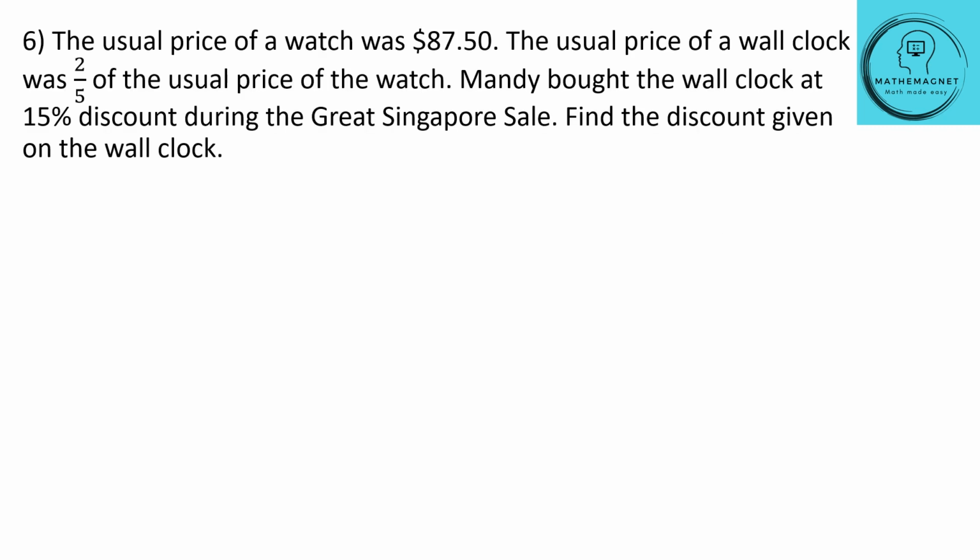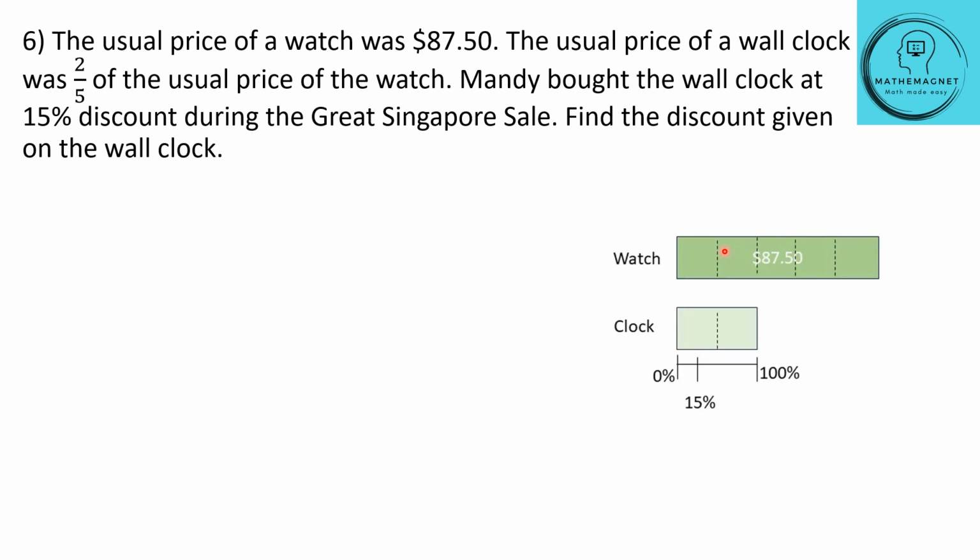Let's look at the next question, question number 6. The usual price of a watch was $87.50. The usual price of a wall clock was 2 by 5 of the usual price of the watch. Mandy bought the wall clock at 15% discount during the Great Singapore Sale. Find the discount given on the wall clock. Let's look at the bar model. It will help us understand this problem easier.